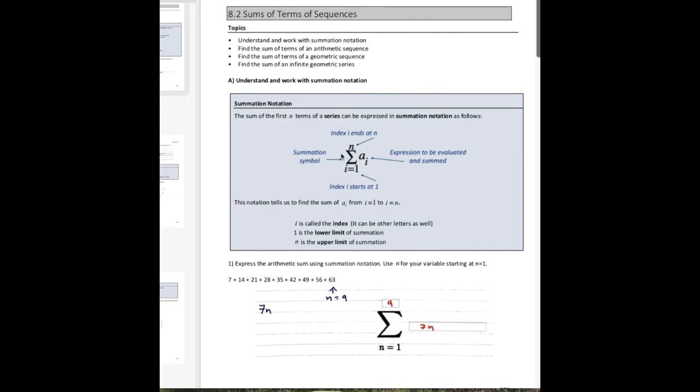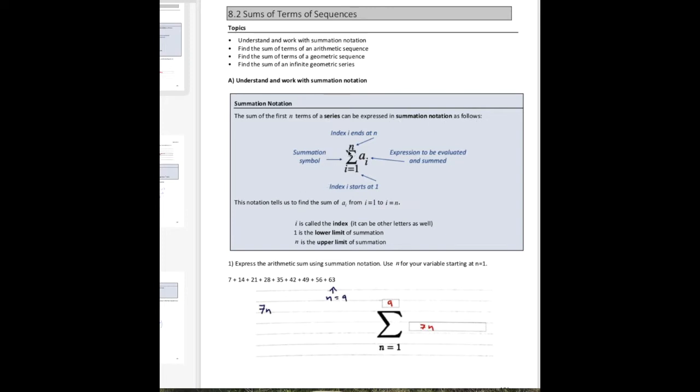This section, this notation, looks like it's going to be awful, and then it turns out it's a couple of formulas, it is not too bad at all. So let's get this notation out of the way. Summation notation. The sum of the first n terms of a series can be expressed by the summation notation below.